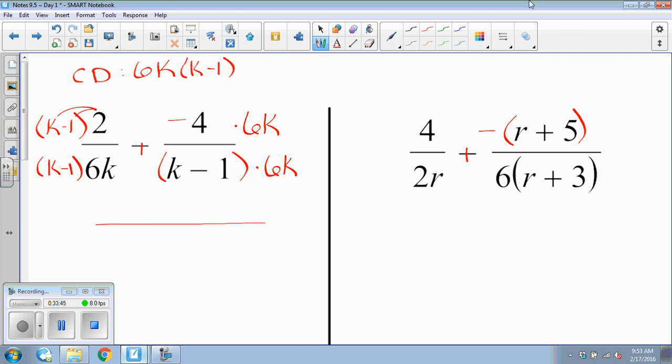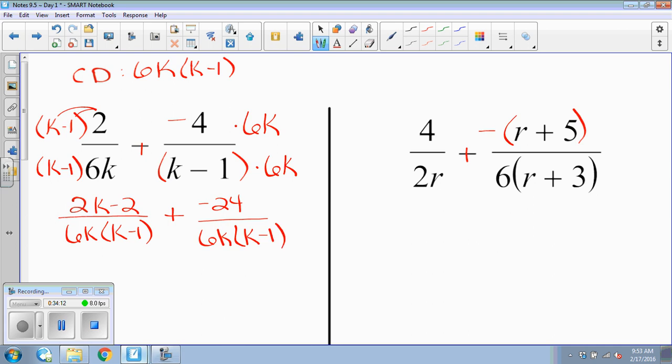Well, let me not skip a step. We're not there yet. Okay, so on top I have 2K minus 2 over, I'm going to leave it 6K times K minus 1. I'm not going to distribute that on the bottom. And then I have plus, and then -4 times 6 is -24 over 6K times K minus 1. So that's my common denominator.